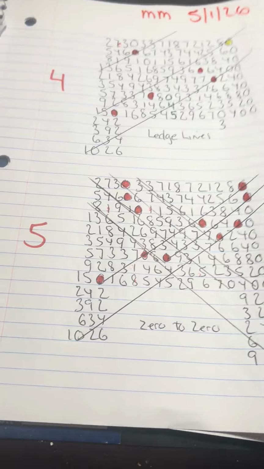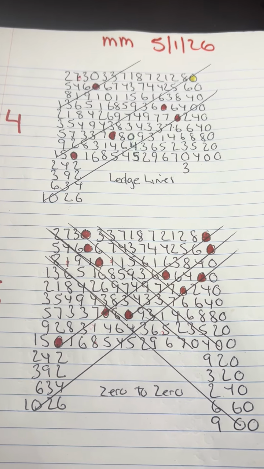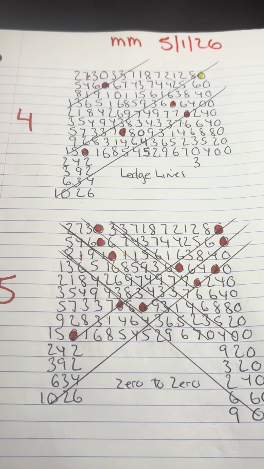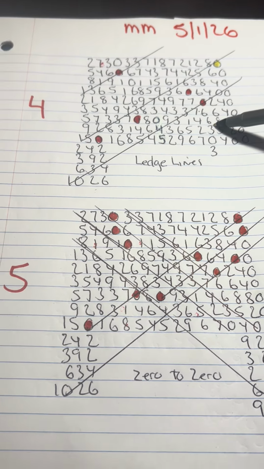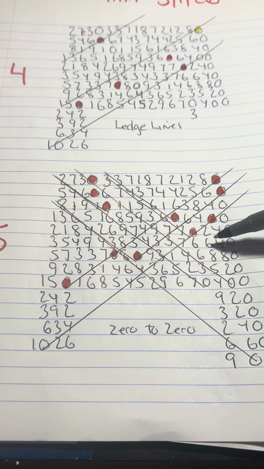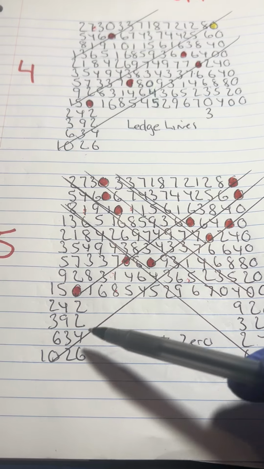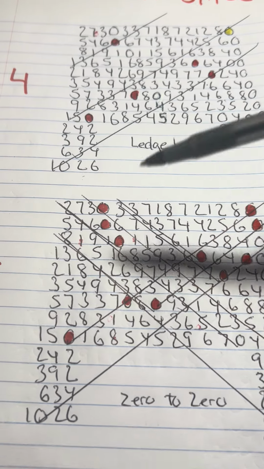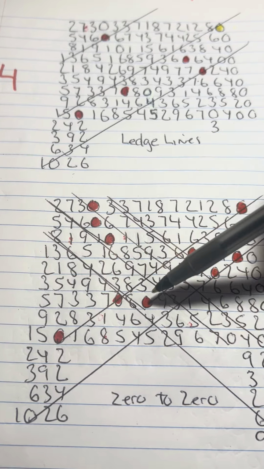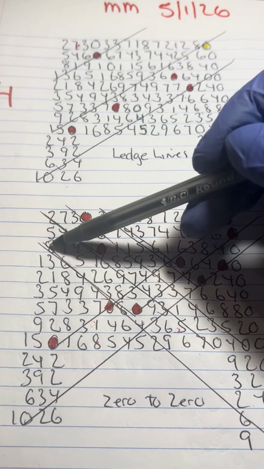Now, this is 5/1/2026 Mega Millions. Matrix 4, Matrix 5. It's the same matrix, just different situation here. We're doing the 0 to 0 here. Okay. So nothing over here. I did go that way, but there's nothing there.